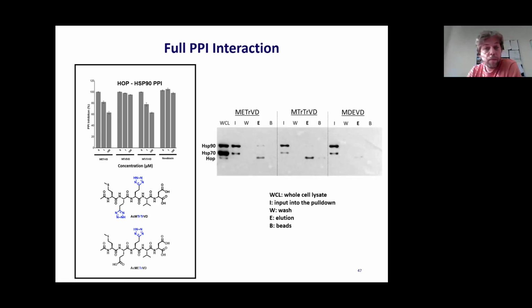We put our peptides on a Sepharose bead, and we were able to show that when incubated with a cell lysate, both the METVD and ME-double-TVD were able to pull HOP out of the cell lysate, indicating that it does in fact interact with HOP in a biological context. In our control, there's a little shadow of HOP coming out, but it didn't really interact too strongly, indicating our compounds are pretty good and strong interactors with HOP in a biological context.